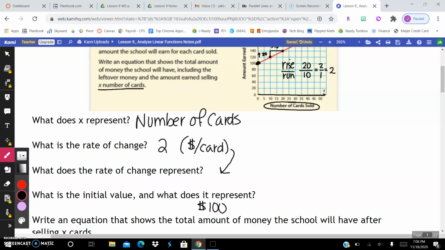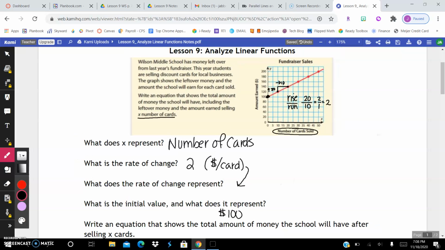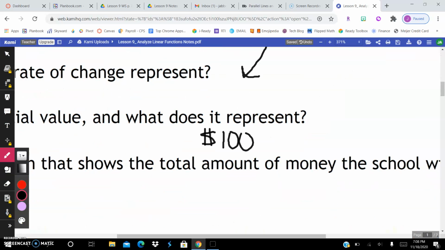And what does it represent? Well, it represents the money. It's on the y-axis, and the y-axis is amount earned. And if you remembered back when I first started reading the problem, it said they had money left over from last year's fundraiser. So 100 would represent where they started this fundraiser, so the money from last year.